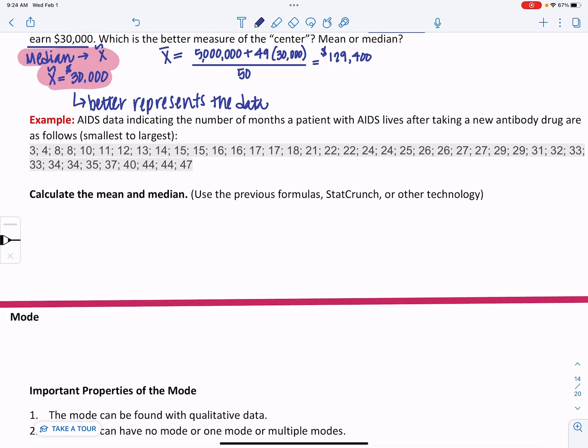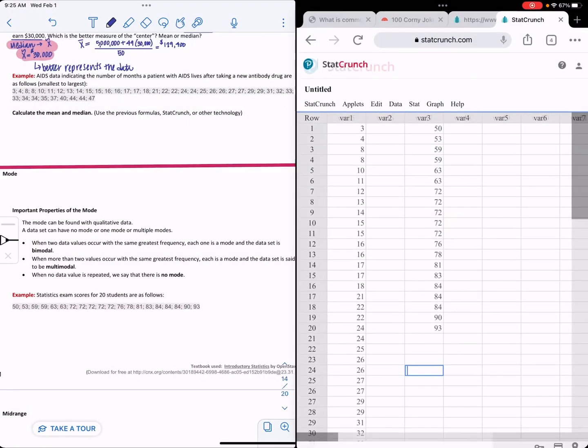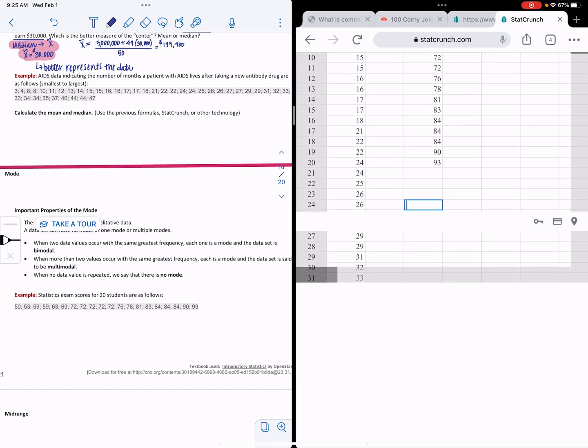So we're going to do one more example. I'm going to rely on StatCrunch for this one. We have AIDS data indicating the number of months a patient with AIDS lives after taking a new antibody drug. And they already order the list for you. We're going to calculate the mean and the median. You are welcome to calculate these by hand. I have already entered the data in a StatCrunch table.